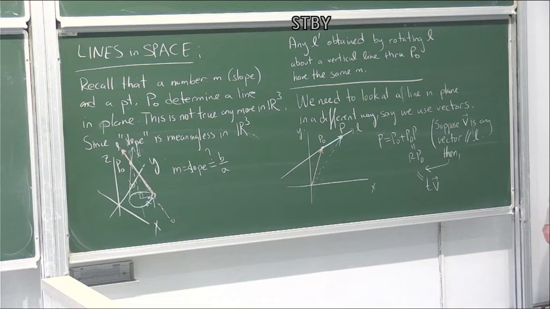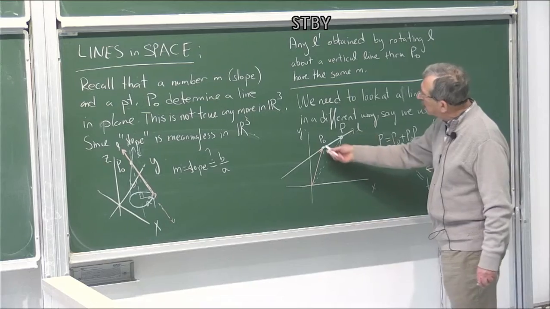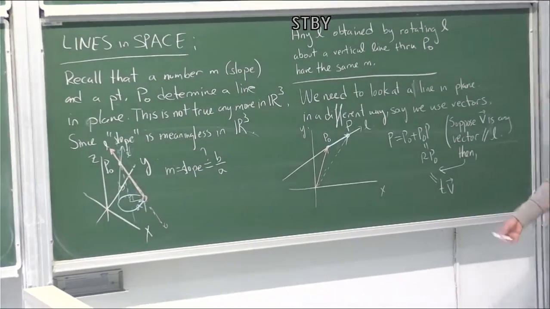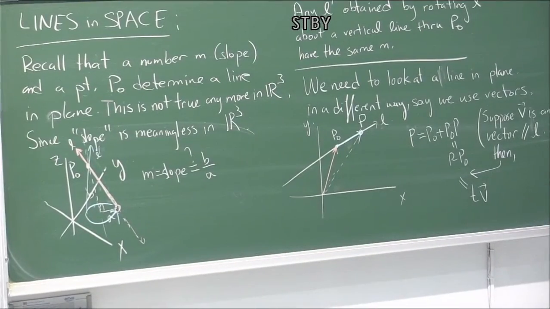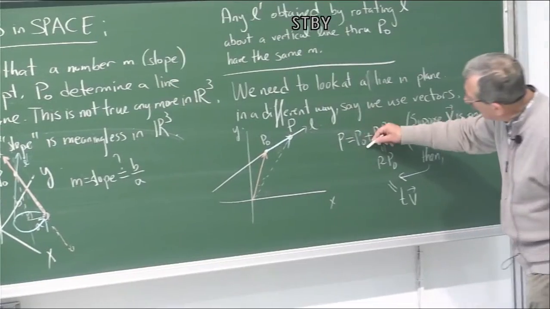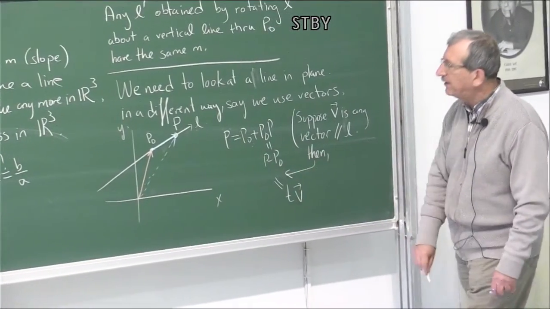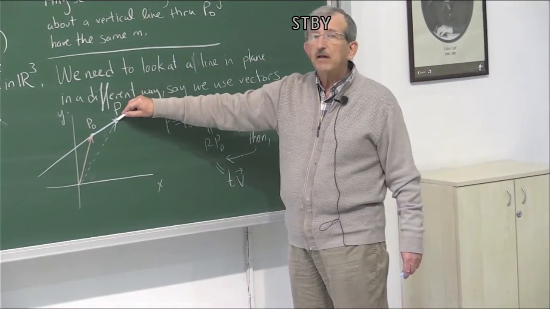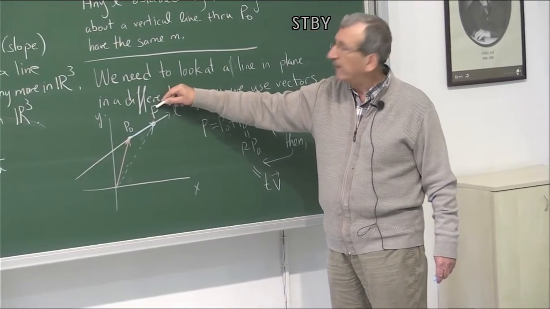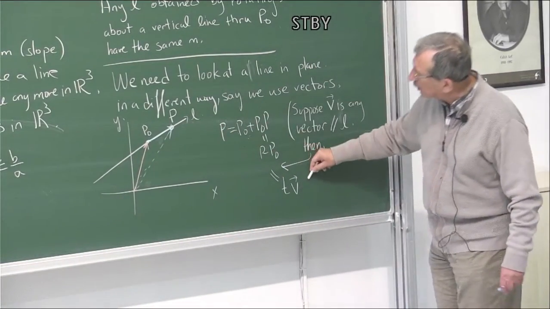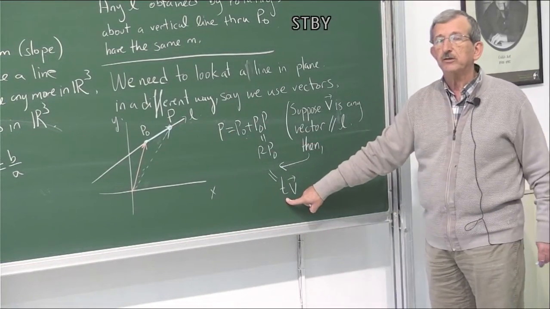Well, why? Because if V is parallel to L, and P minus P0 is another parallel vector to L, so they are parallel to each other, so one is a multiple of the other. Well, this tells us that P equal to P0 plus TV describes the point P on the line. This is true for every P. If I change P on L, the same equation will be true, but T will change.